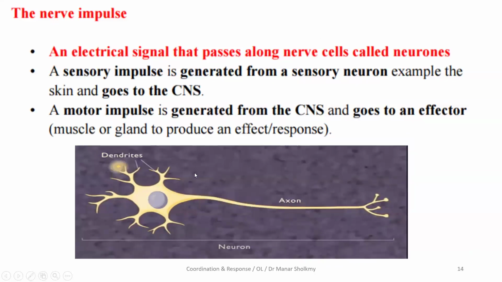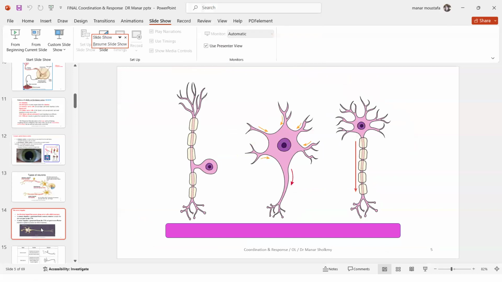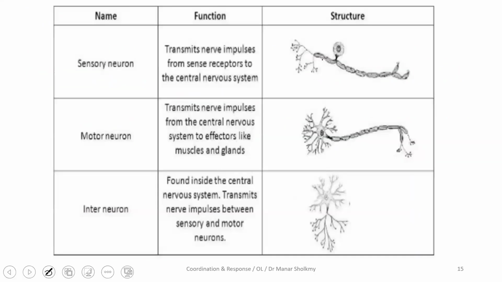In case you are asked for a definition, and I think you saw it in paper 4, it's a definition out of 2 marks. Now, why 2 marks? Because the definition is that it is an electric signal. Electric is 1 mark. You need to mention the nature of the impulse that is carried along the nerve cells. Okay? That is why it is 2 marks. And we talked about it in detail.